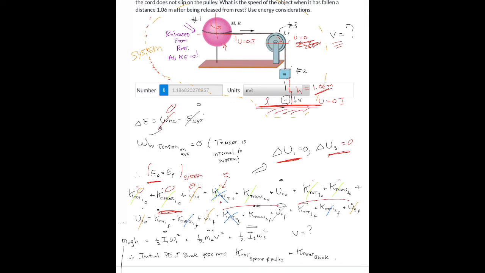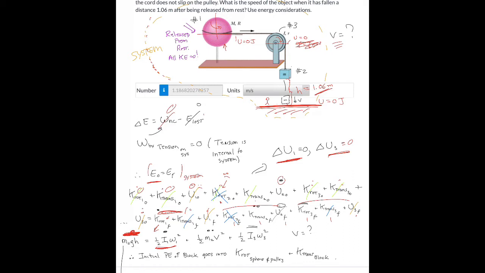Number 2 is not rotating, number 2 is not translating, but number 2 does have potential energy, so I wrote that, M2GH. Number 3 is not initially rotating, not initially translating, and has no initial potential energy. So I only have one term on the left, the only energy in the system is potential energy of the block. Then I let the system go. So when I go through all of these terms, 1, 2, 3, 4, 5, 6, 7, 8, 9 terms, the only thing that I have that's non-zero is the rotational kinetic energy of number 1 final. That's the sphere.